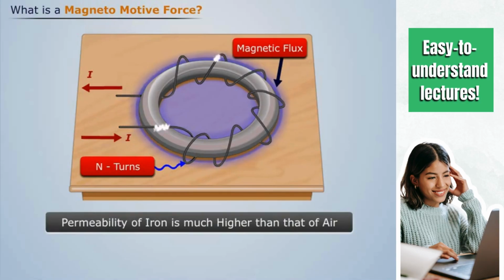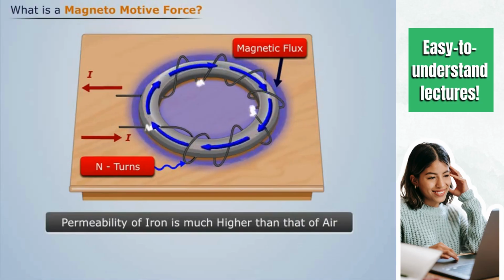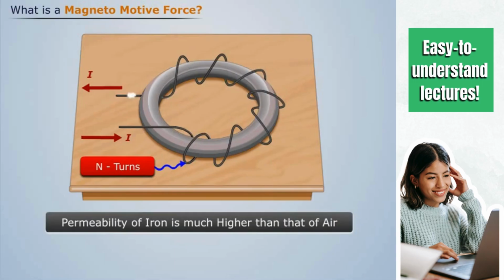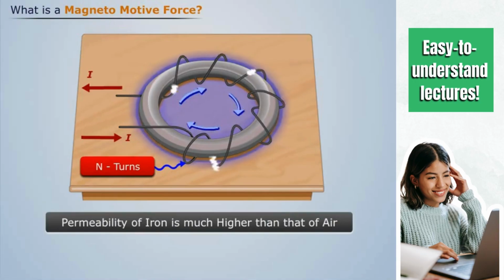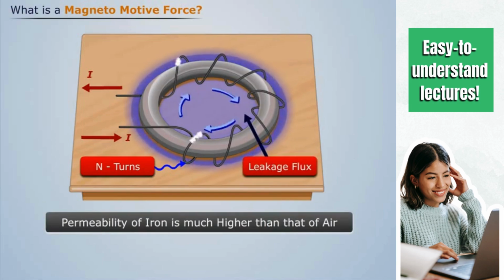Since the permeability of iron is much higher than that of air, a major portion of flux remains inside the core instead of traveling through the surrounding air. The small portion of flux which does not travel through the iron core but travels through the air path is called leakage flux. It's practically negligible and can be ignored.